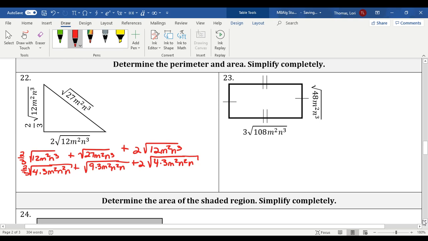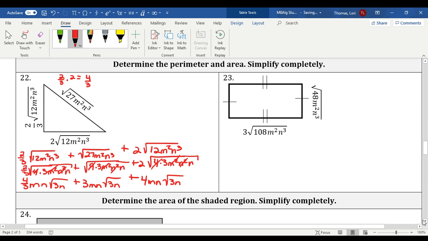So the square root of 4 is 2, and 2 times 2/3 gives us 4 over 3. So we have 4 over 3. We take the square root of m and the square root of n, and we have radical 3n. Plus, I take the square root of 9, which is 3 mn radical 3n. And then the square root of 4 is 2 times 2 is 4 mn radical 3n. So we are going to add these up.